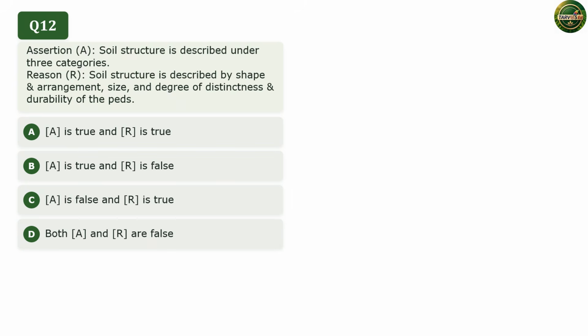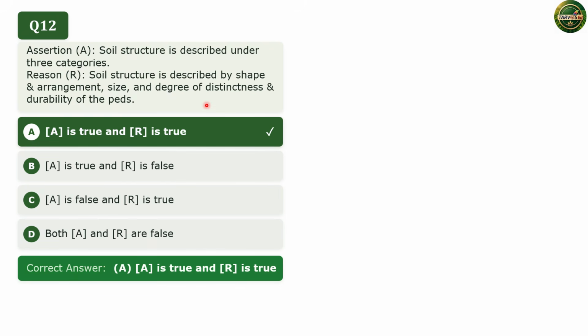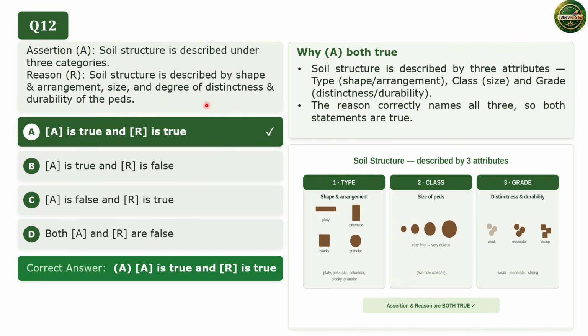Next question is an assertion and reason question. Assertion: soil structure is described under three categories. Reason: soil structure is described by shape and arrangement, size, and degree of distinctness and durability of the beds. The correct answer is option A, both are true. Let's study soil structure. In soil, there are two types of particles: primary particles and secondary particles. Primary particles are nothing but sand, silt, and clay.